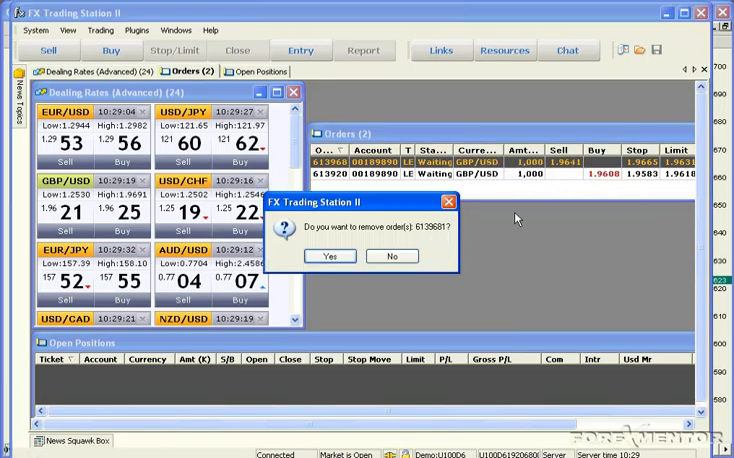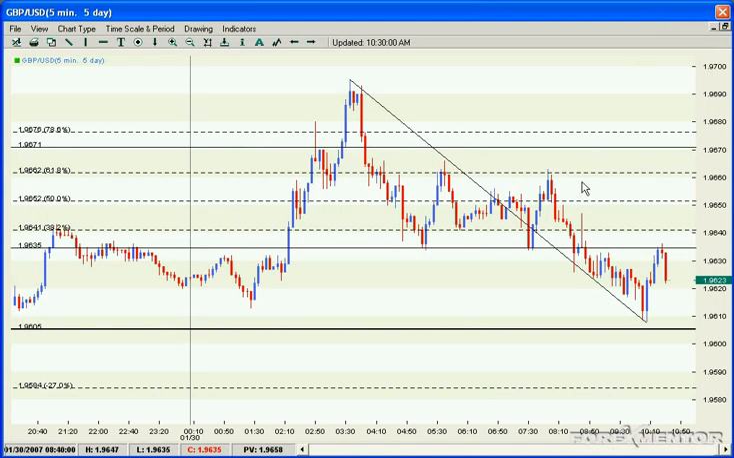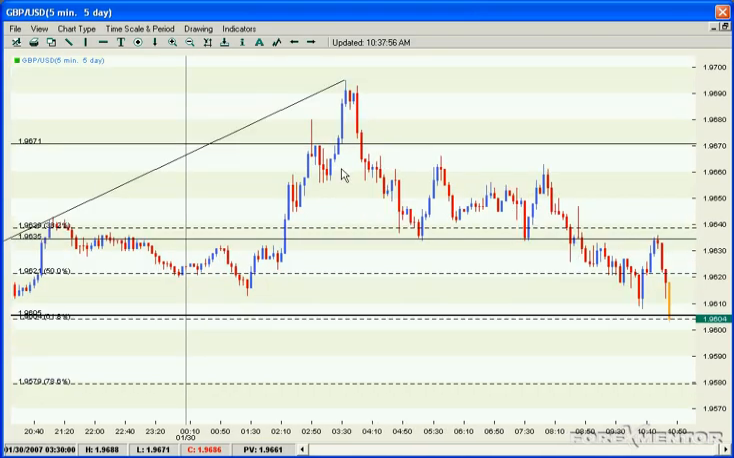But we're going to cancel this one right here, remove that order, and we'll just keep our buy order in, because if it goes down, we're still going to want to trade that one. And that'll be removed here in just a second. And we'll get back to you shortly.